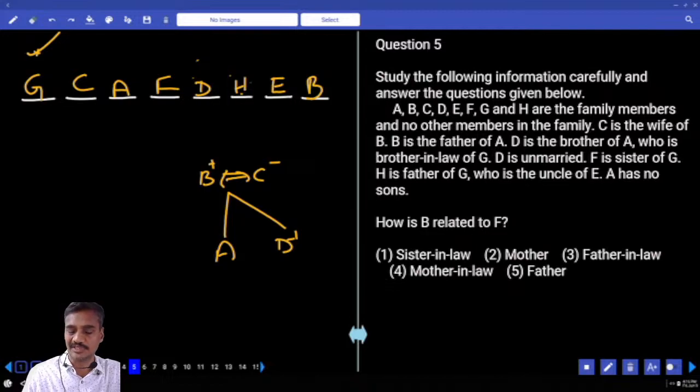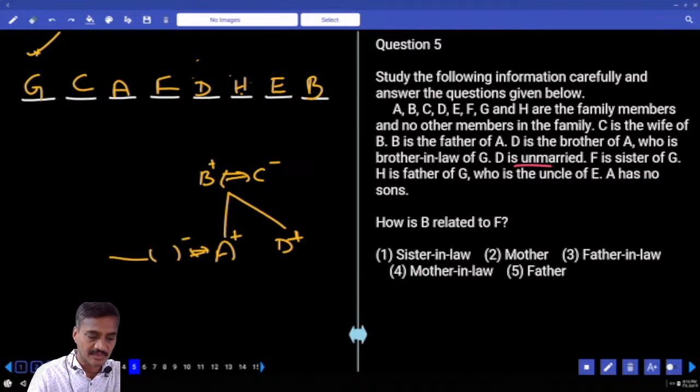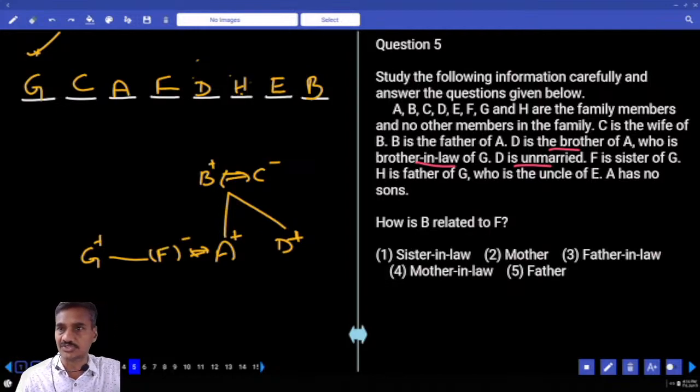A is the brother-in-law of G, which means A is a male. D is unmarried. As D is unmarried, A's spouse's brother is G. D is the brother of A, A is the brother-in-law of G, and D is unmarried. F is the sister of G.